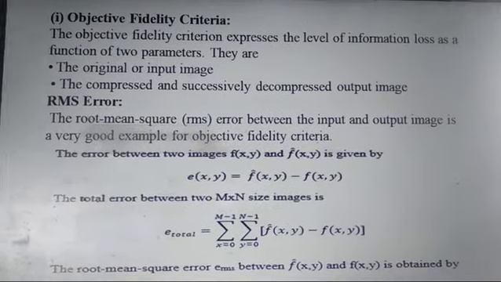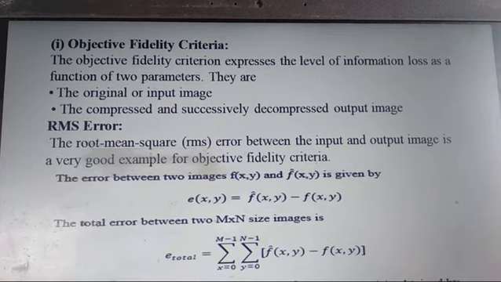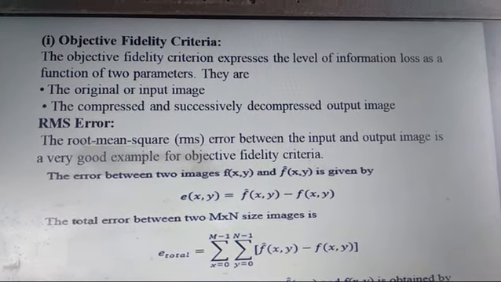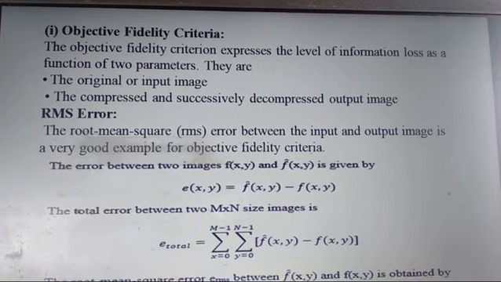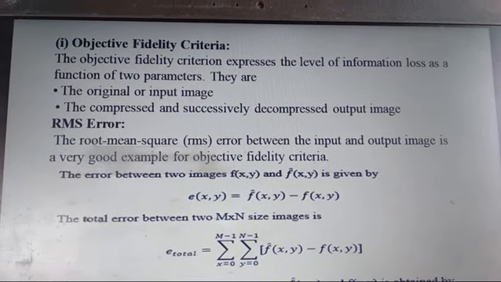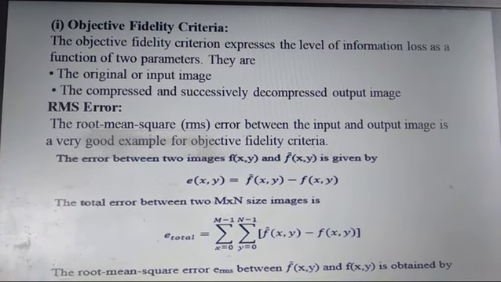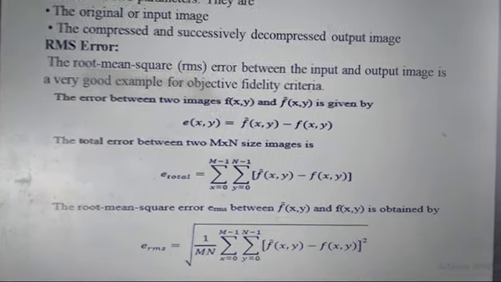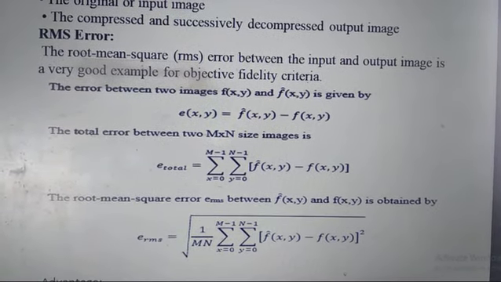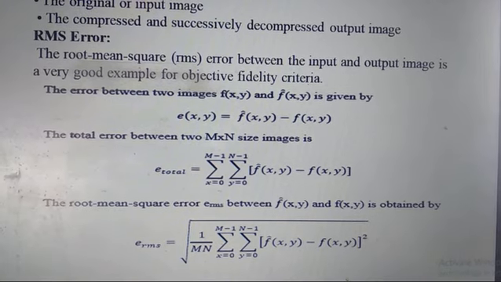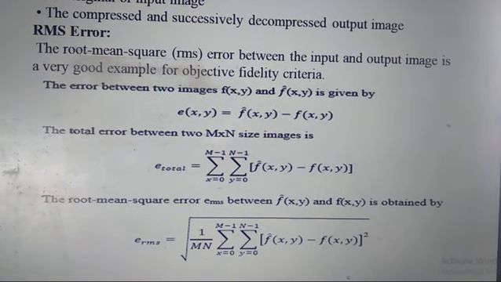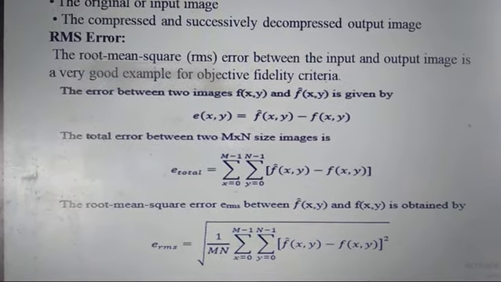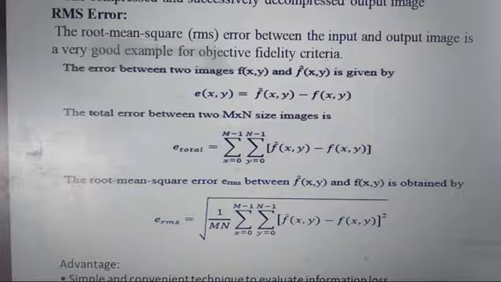Objective fidelity criteria: the level of information loss is expressed as a function of two parameters. First is the original or input image, and second is the compressed and subsequently decompressed output image. Here we calculate the root mean square error between the input and output image. It is a very good example of objective fidelity criteria.